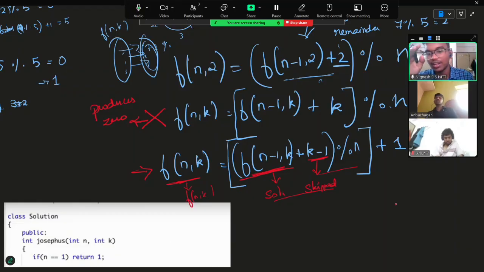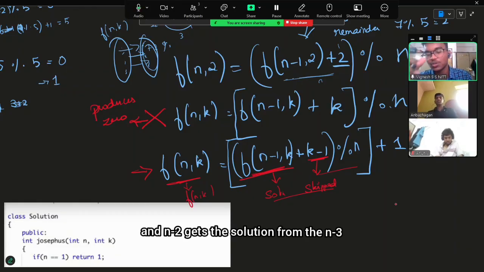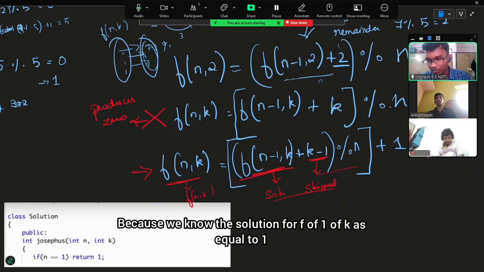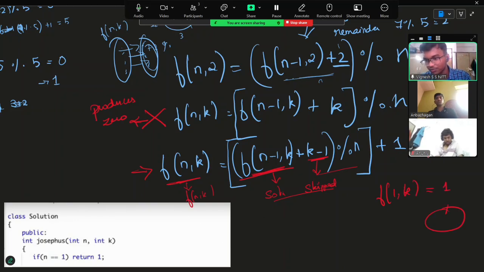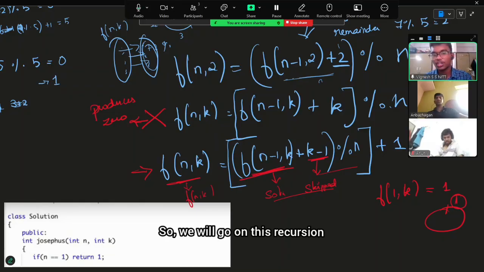But n minus 1 gets a solution from n minus 2, and n minus 2 gets a solution from n minus 3. It goes on until the number reaches 1, because we know the solution for f of 1, k is equal to 1. When there is only 1, whatever skip you do, the solution is just 1. So this recursion will go until that point and will make this 1. That is how the solution works.